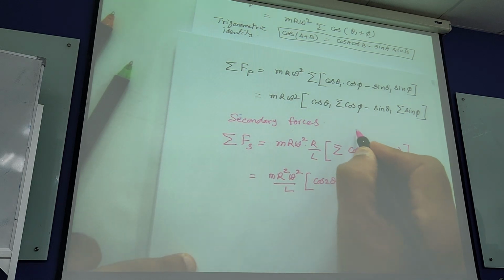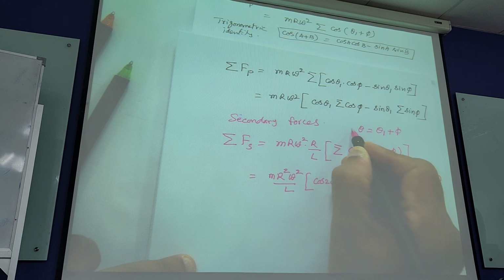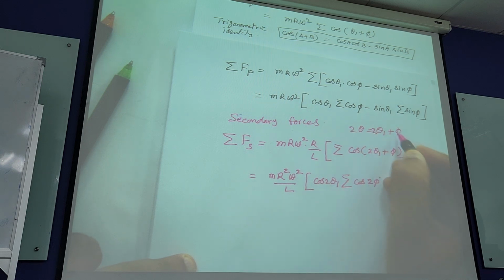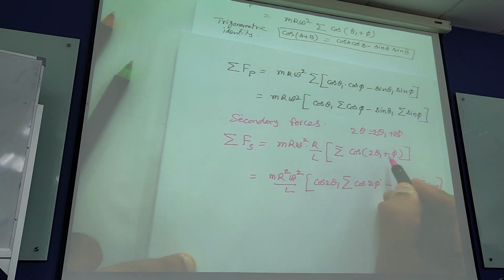Because theta is equal to theta 1 plus phi, 2 theta will be 2 theta 1 plus 2 phi. I think your first equation, the 2 should be outside of the bracket. That's right, so I can write 2 here.